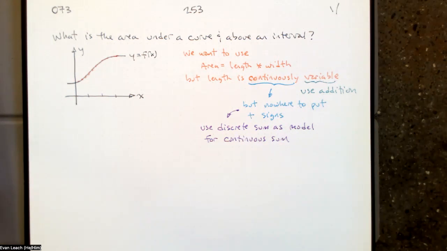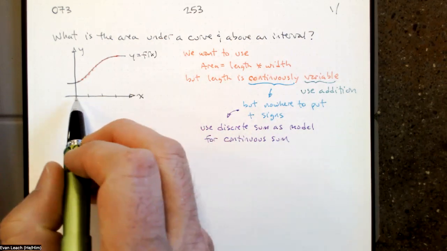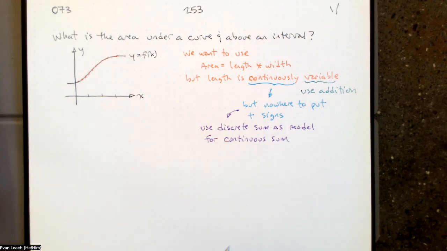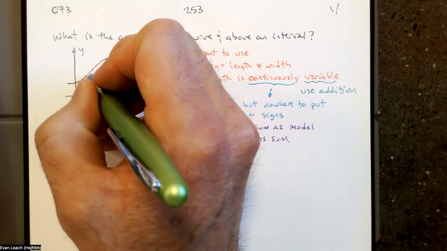I want to write a sum, but a sum means I'm putting pluses all over the place. In a continuum, there's nowhere to put the plus, so we're going to have to use a discrete sum to model the continuous sum. So if I want to find the area, say, under this curve and above the interval from 0 to 3, we just break it into some smaller rectangles.